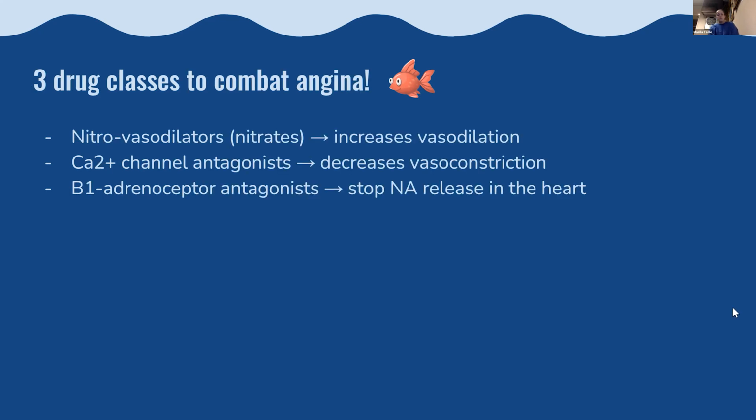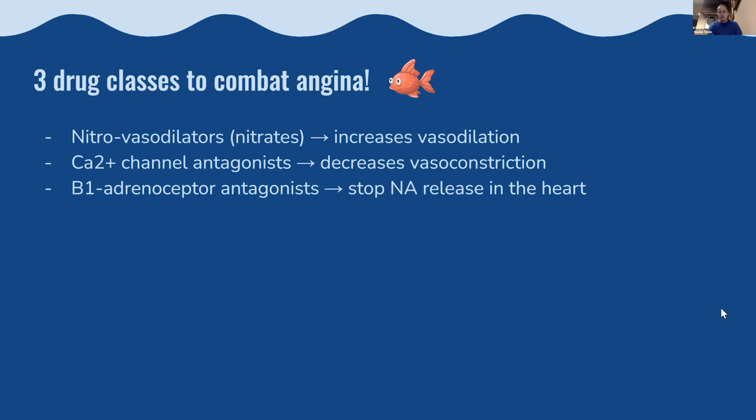Okay. So moving on to our pharm aspect of angina. We have 3 types of drugs that we use to combat angina. We have nitrovasodilators, otherwise known as nitrates. This increases vasodilation, which means that with the plaques, it's easier for blood to get past in the blood vessels. We have calcium channel antagonists, which decrease vasoconstriction. And we have beta-1 adrenoceptor antagonists, which stop the noradrenaline release in the heart.